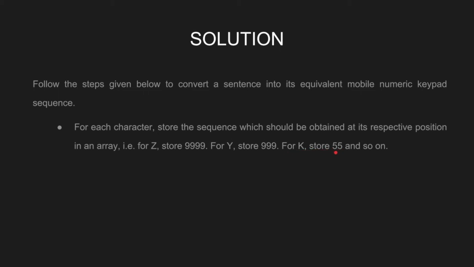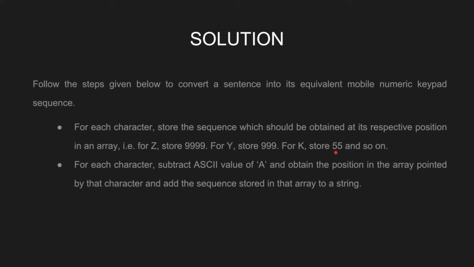For each character, subtract the ASCII value of A and obtain the position in the array pointed by that character and add the sequence stored in that array to a string. If the character is a space, print 0. Finally, print the overall sequence.